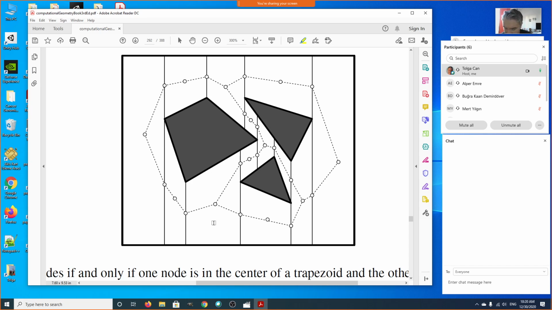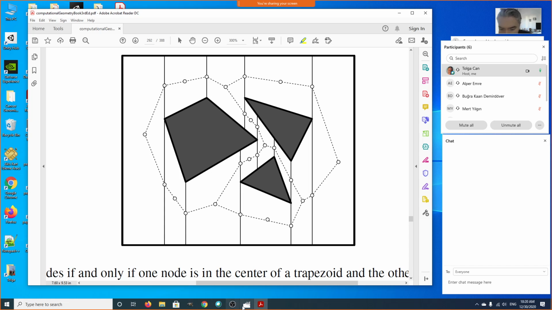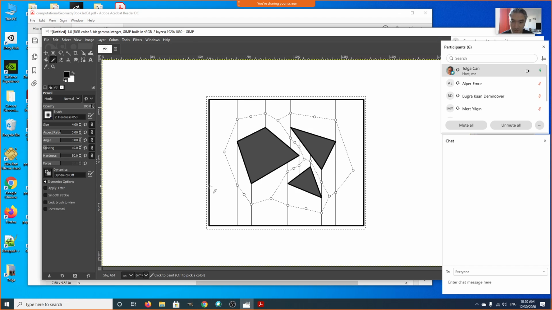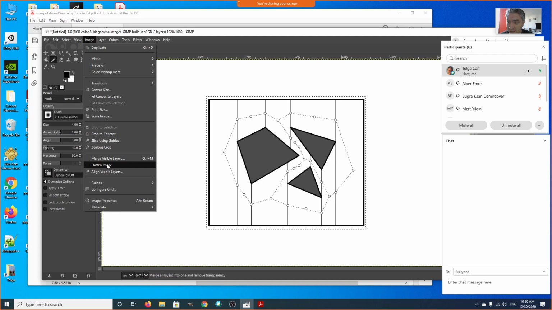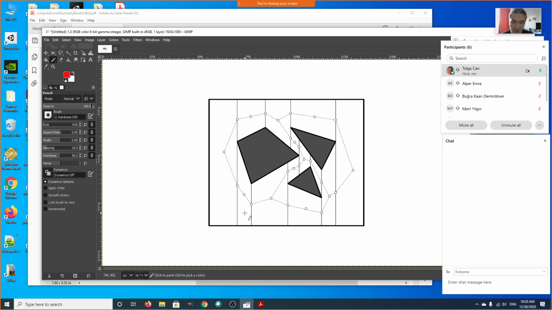let me just copy this to GIMP and actually draw something while I'm talking about it. All right, now let me also change the color to red. So if we are given a starting position, for example, my point robot is going to start from here, and this is the target location. I want my robot to go from here to here. So what we're going to do is this. We are first going to find the trapezoid that contains this starting position. So this is start, this is target.